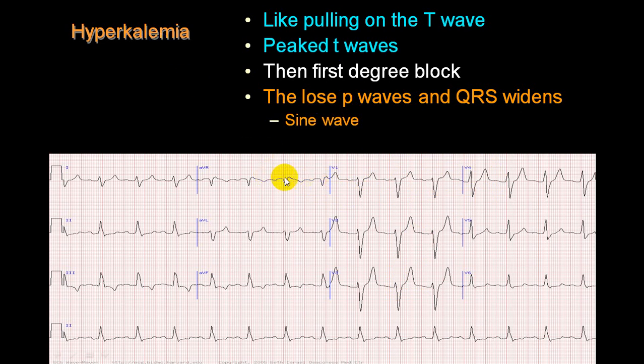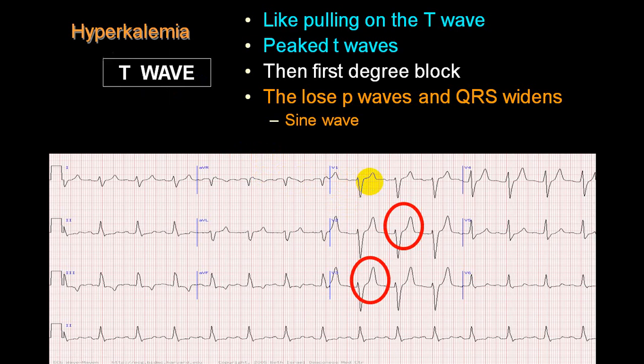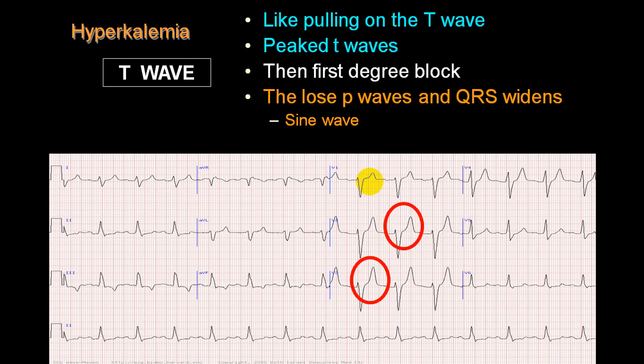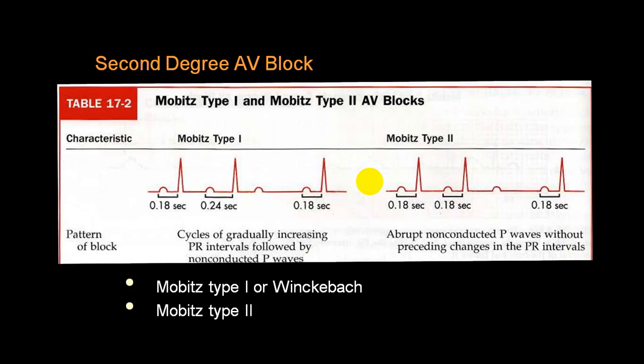And when you don't see a P wave, but there is a wide QRS complex and a tall T wave, I'll show you in another one. Sorry, I don't have it here. Then we call that a sine wave. In some other lecture, we'll show you that particular ECG.